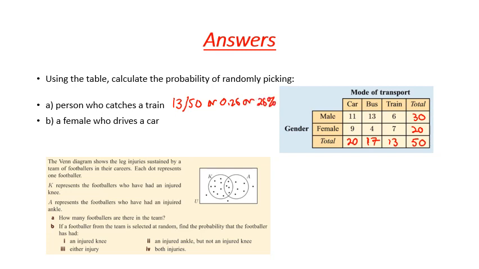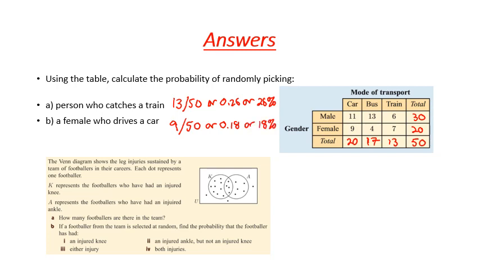And the second one says a female who drives a car. Now we need to look at the cars. There's only 9 females that drive a car, so that's going to be 9 out of 50. And that's going to be 0.18 or 18%, would all be fine.